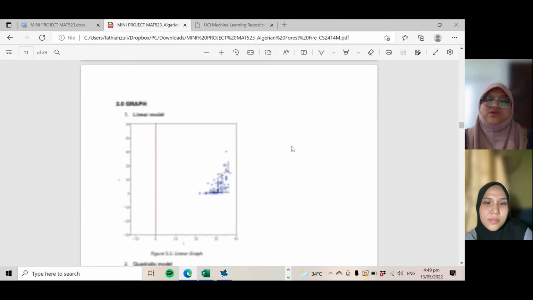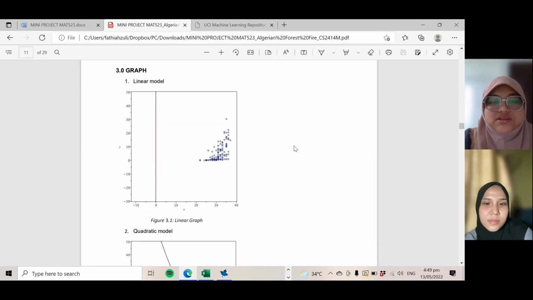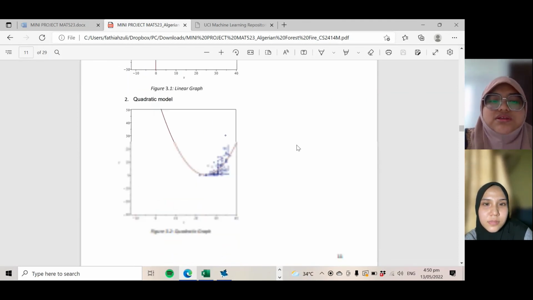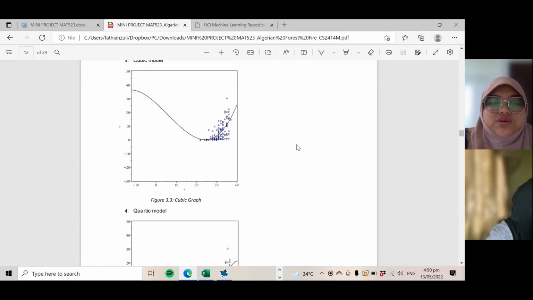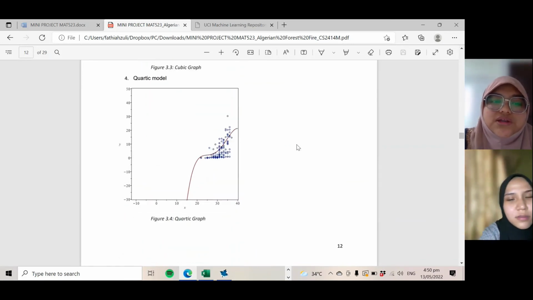And this is our graph, the linear model, the graph of the best fit curve against the observed data. So this is the linear model, the quadratic model, then the cubic model, and lastly the quartic model.